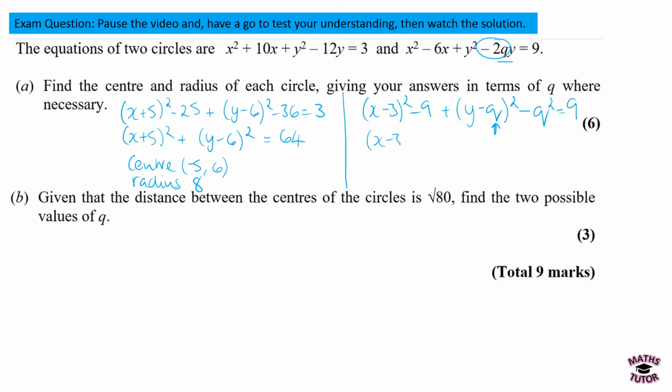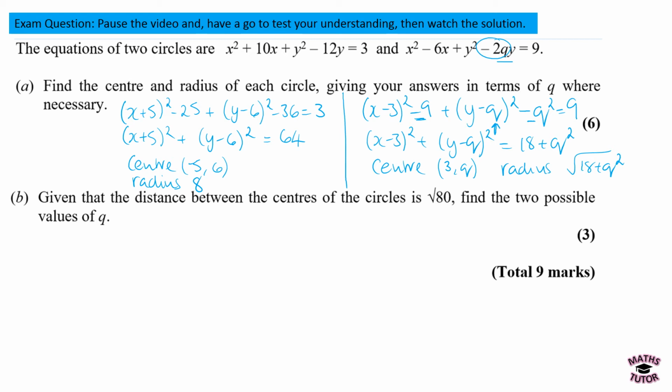Then doing the same as we've just done, the minus 9 here on the other side will be plus 9, so that will be 18. This minus q squared on the other side will be plus q squared. So the centre will be at 3, q, and the radius will be the square root of 18 plus q squared.